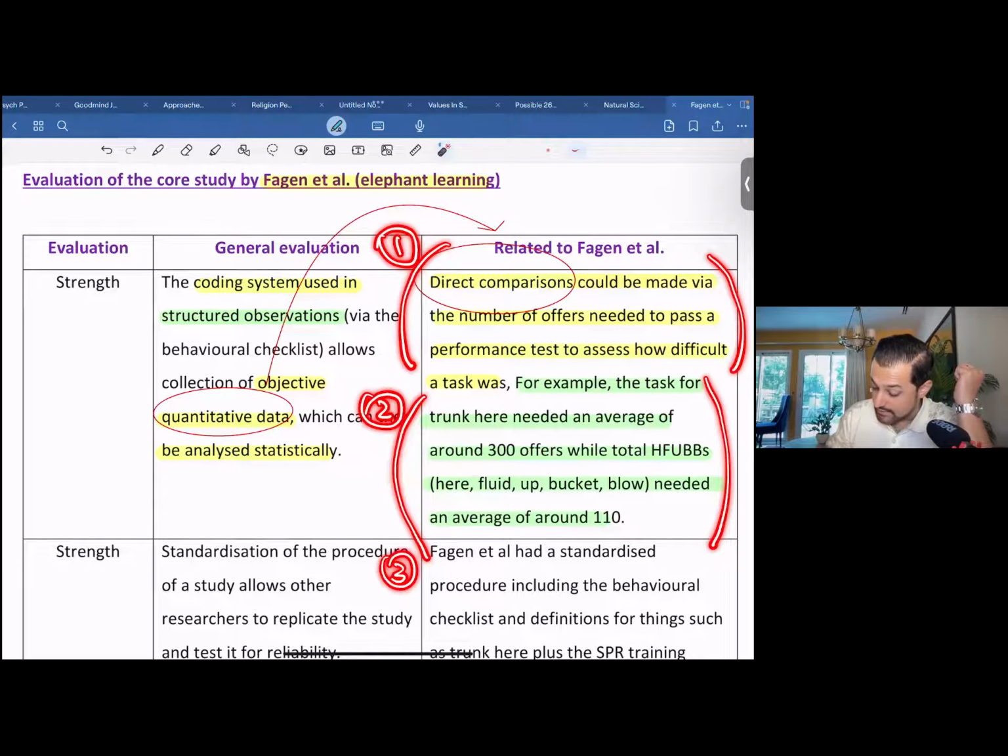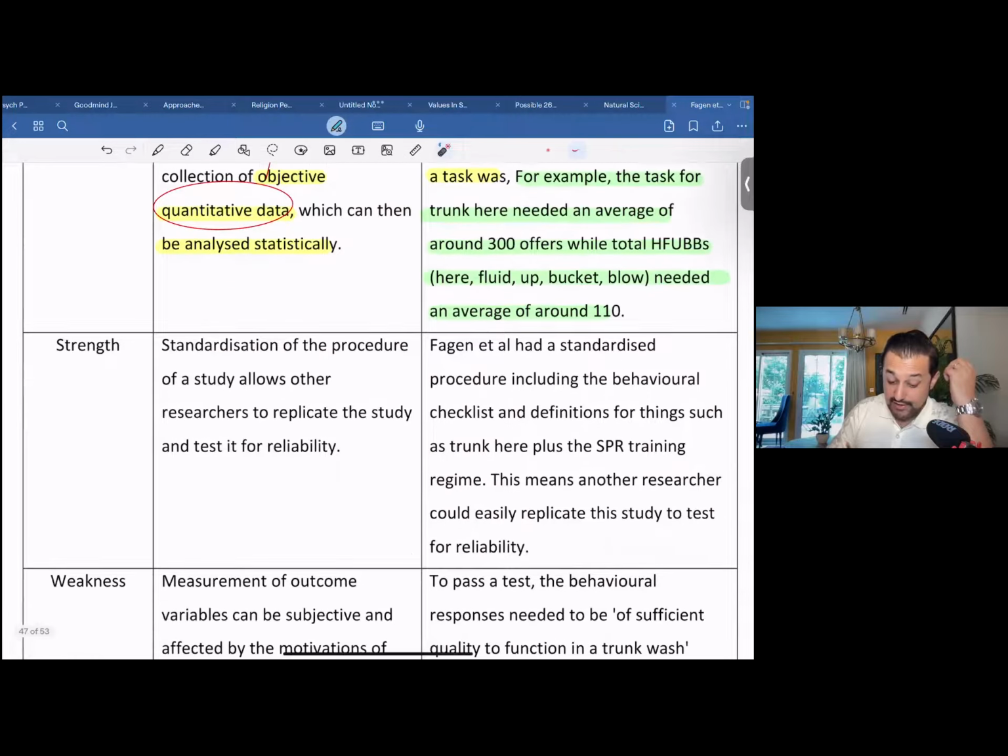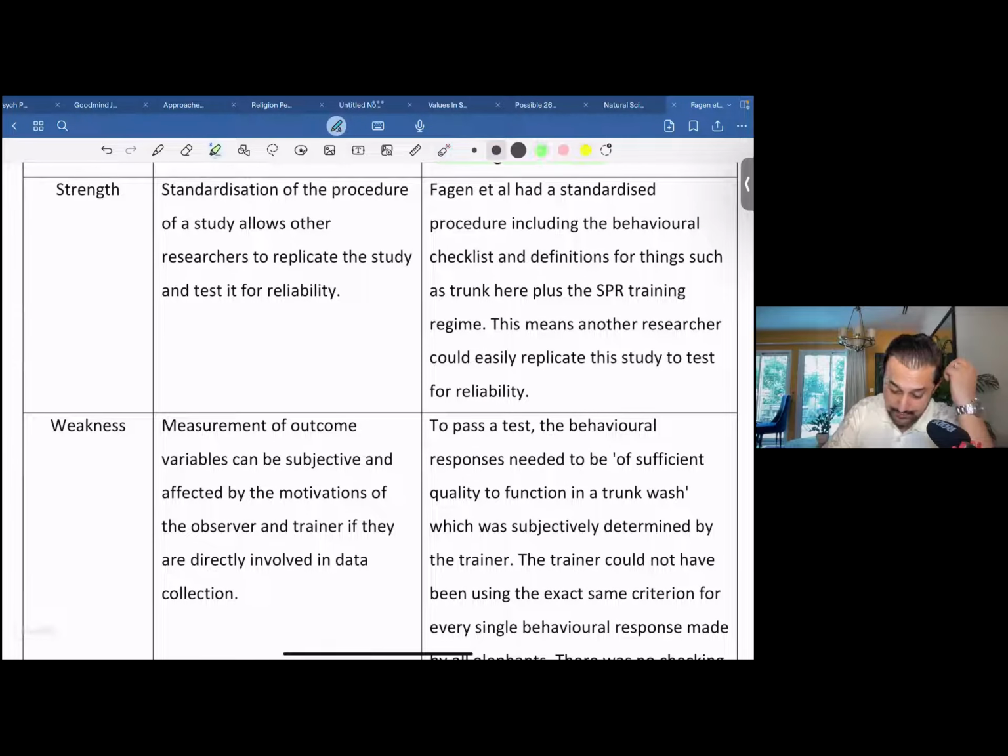The third part: how does this affect the credibility? So this direct comparison could help with the chance of reliability to grow, right? Now, moving on to the second strength, standardization of procedures of a study allows other researchers to replicate the study and test it for reliability. Moving on, Fagan et al. had a standardized procedure, including the behavioral checklist and definitions for things such as trunkia plus the SPR training regime. This means another researcher could easily replicate the study to test for reliability.